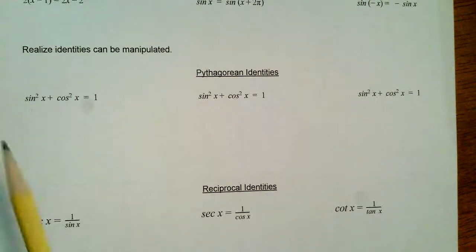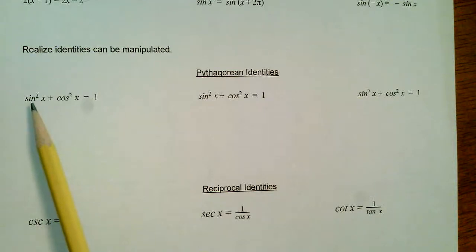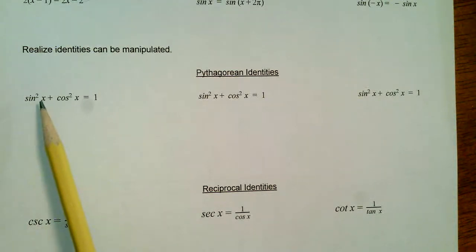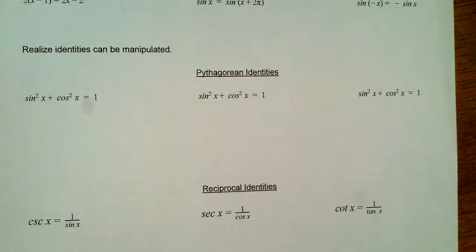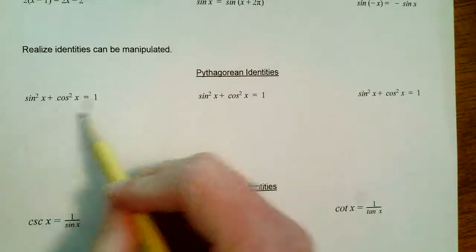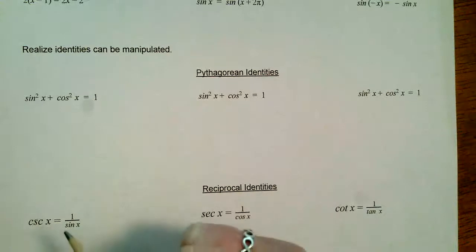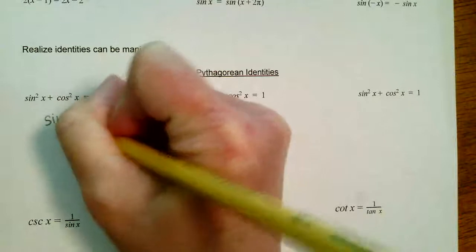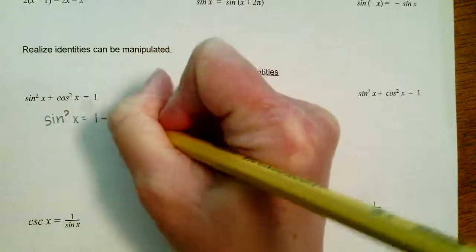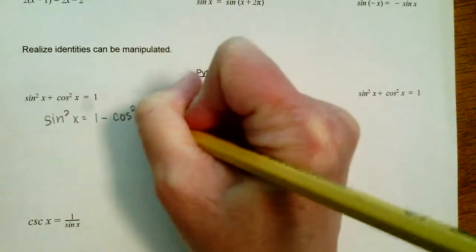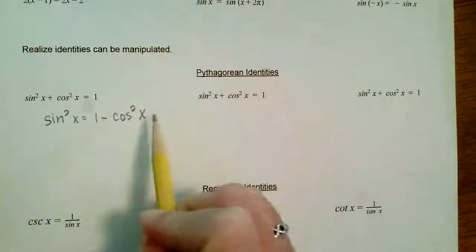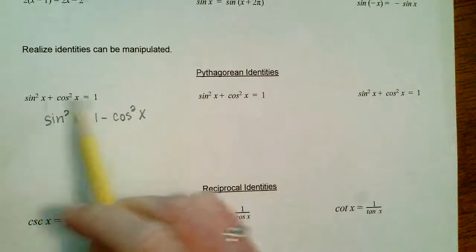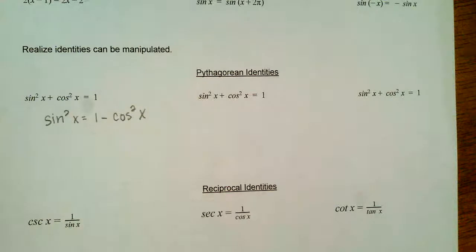Okay, so I think that you all will remember the Pythagorean identity: sine squared of x plus cosine squared of x equals 1. I just want to show you, if we were to subtract cosine squared of x from both sides, we would get sine squared of x equals 1 minus cosine squared of x. Okay, those are going to be equivalent. We just manipulated this equation a little bit by subtracting cosine squared x from both sides.